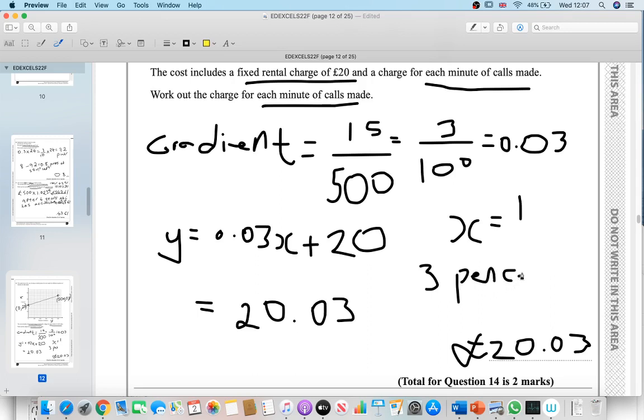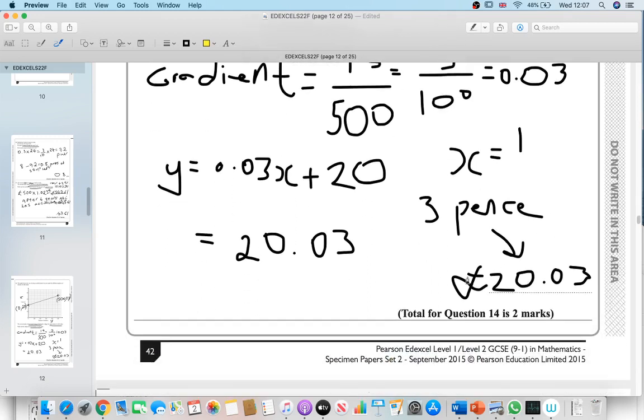Yeah, per minute. Okay, so 3 pence per minute. Because when x equals 2, I get £20 and 6 pence. When x equals 3, it's £20 and 9 pence. So it's an extra 3 pence per minute, okay? So that is my answer. The answer should be 3 pence, or 0.03 of a pound.